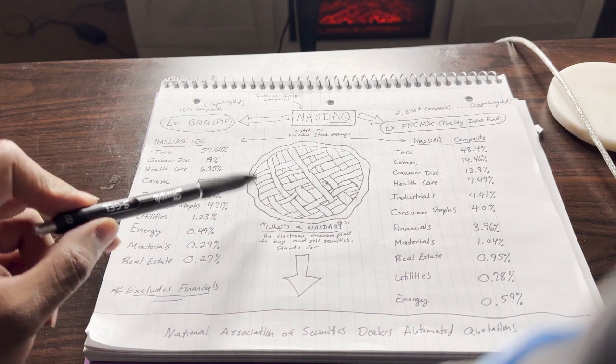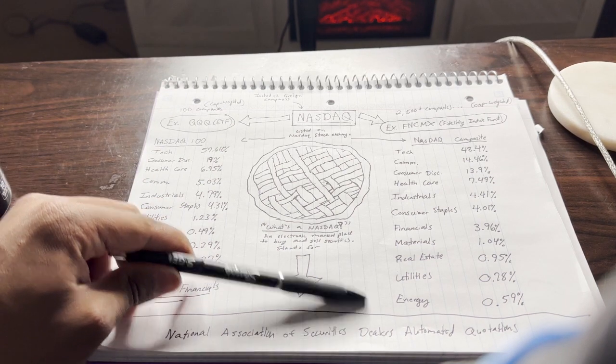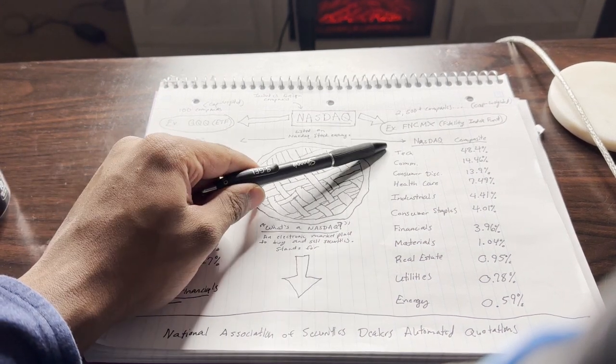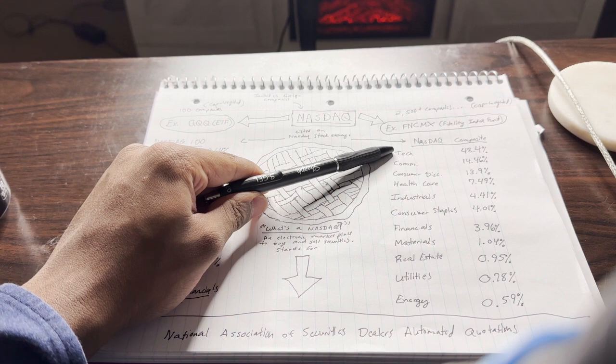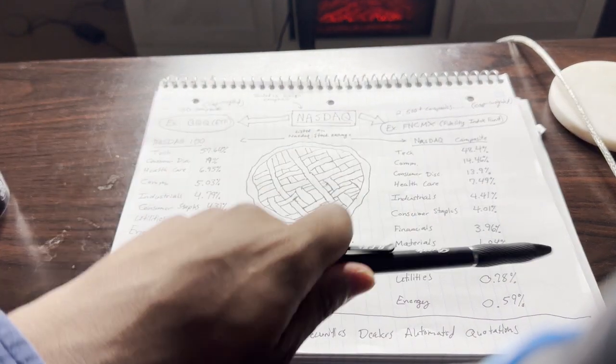But the difference between something like these two and the S&P 500 is, one, the growth is a lot more aggressive because, again, very, very tech heavy. And as you could imagine, it's more volatile. So that means there's going to be a lot more of this.